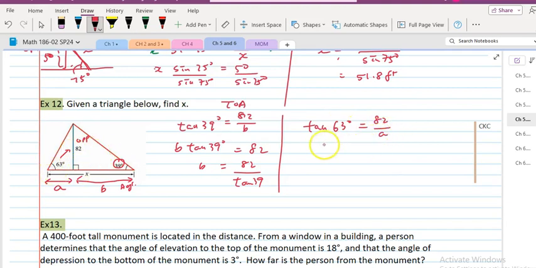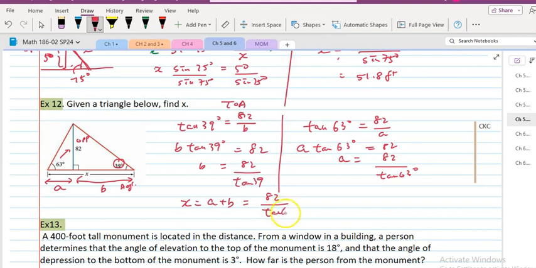TOA. And then I do the same thing. Tangent 63 would equal 82 over A, so A is equal to 82 divided by tangent 63. Divide by tangent 63 on both sides, so I have B and B. So X would be equal to A plus B, which equals 82 over tangent 63 plus the same 82 over tangent 39.